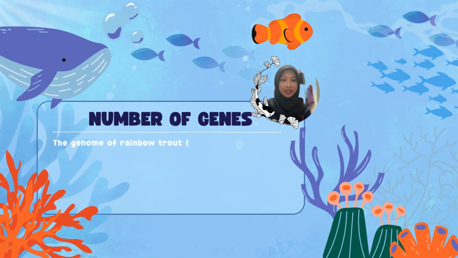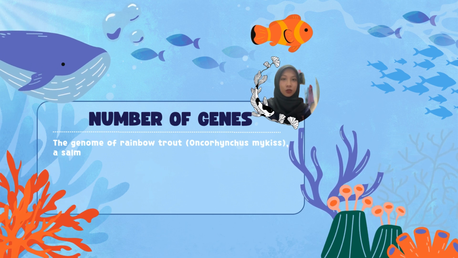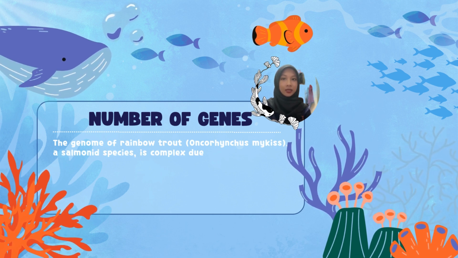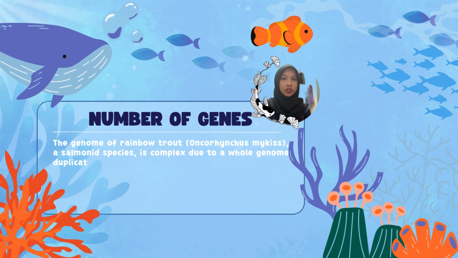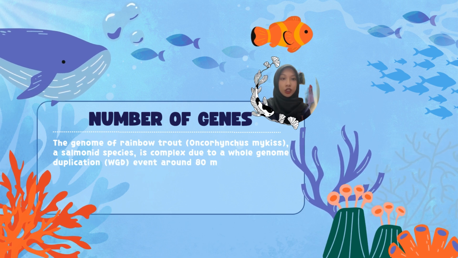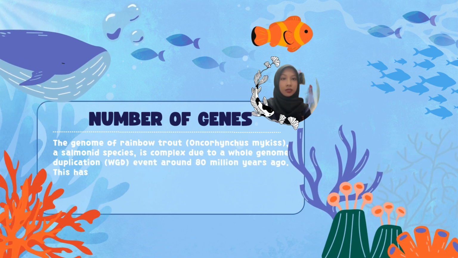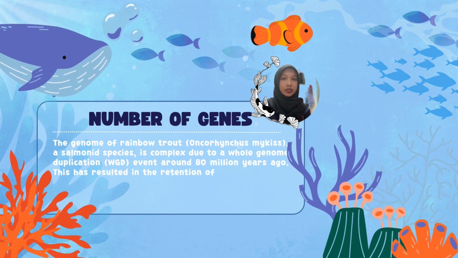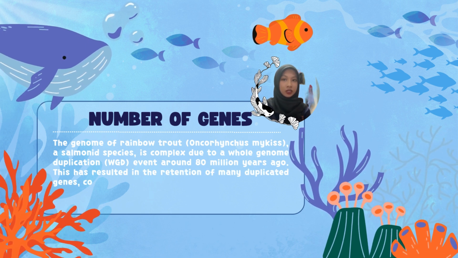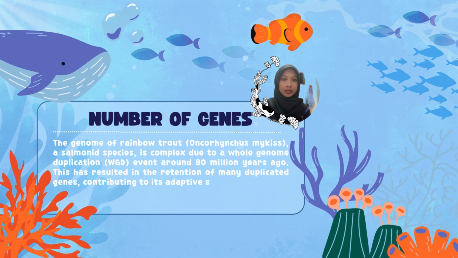Next, number of genes. The genome of rainbow trout, Oncorhynchus mykiss, a salmonid species, is complex due to a whole genome duplication, called WGD, event around 80 million years ago. This has resulted in the retention of many duplicated genes, contributing to its adaptive success.